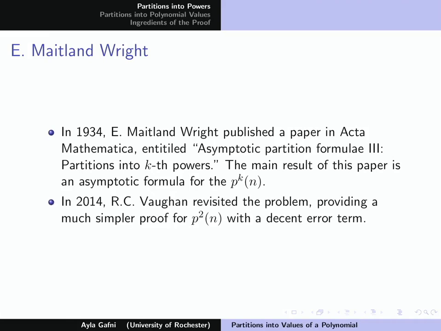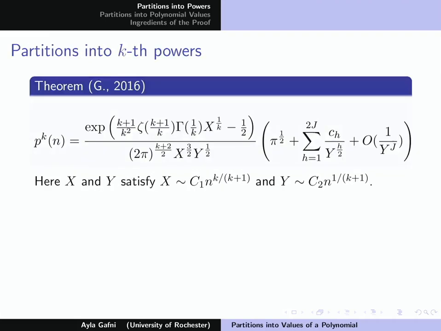And so in 2014, Vaughan revisited the problem and found a much simpler way to solve the problem for partitions into squares. And he still maintains a decent error term, but his paper is maybe 12 pages, so quite an improvement there. And he's only looking at the square case, and so I've generalized that to kth powers. And so here is the asymptotic formula for partitions into kth powers.